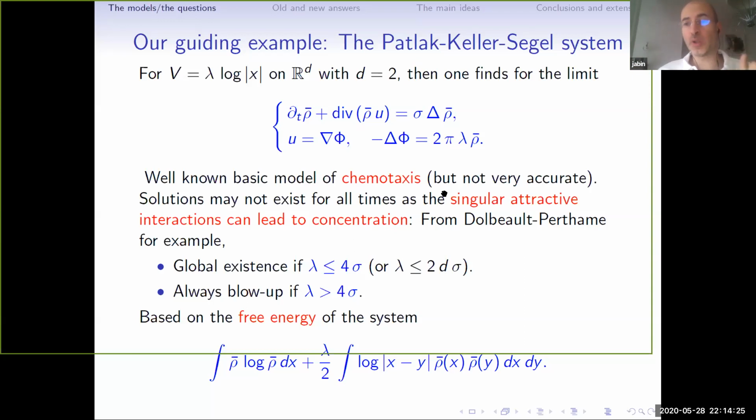Now, the whole analysis of this is based on the free energy of the system, which is a combination of the entropy, the integral of rho bar log rho bar, and the interaction energy, which is this integral of log of x minus y, rho bar x, rho bar y. Again, log is negative here, so the sum is actually a difference. And you can have compensation between the two energies. The critical point where you go to blow up instead of having global existence depends on which of the terms can dominate. And if lambda is less than or equal to 4 sigma, the entropy part, the integral of rho bar log rho bar, dominates the other.